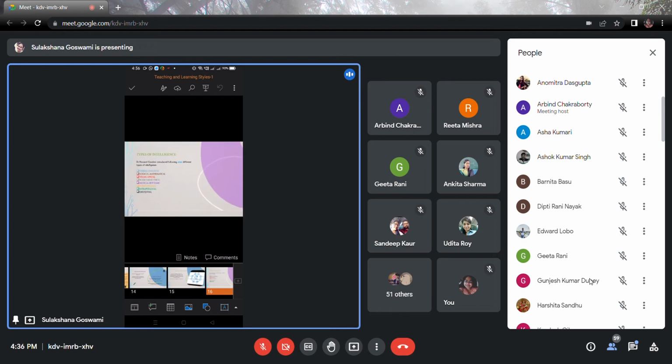Number 1 is verbal or linguistic. Next is logical or mathematical. Next, number 3 is visual or spatial. Number 4 is bodily or kinesthetic. Number 5 is musical or rhythmic. Next is interpersonal.